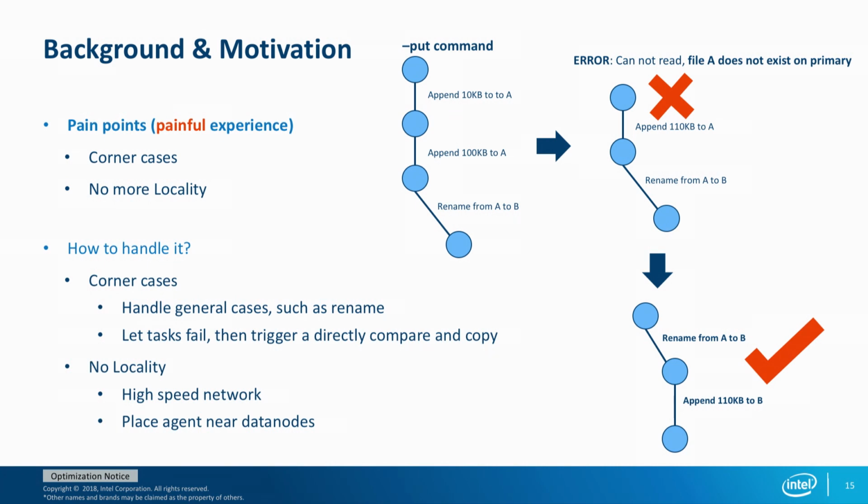Yeah, so actually we cannot handle it case by case. For general cases like rename, we handle it. For some small cases, we just let the task fail. Then we make a direct comparison between the remote files and the primary, local files, and make a copy. And for locality, actually, we can place our agent near your data node. And also, if you have a very high-speed network, that may not be a problem.